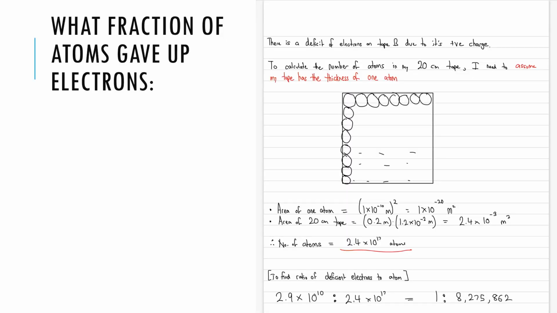What fraction of atoms gave up their electrons? Going through these calculations, we found that 1 in every 8,275,862 atoms gave up their electrons.